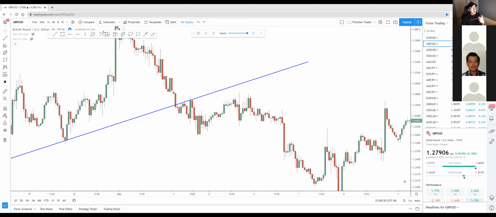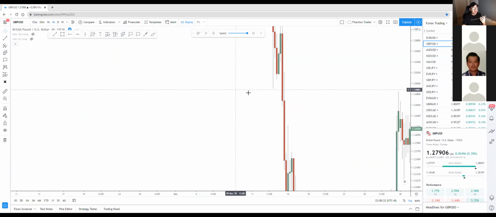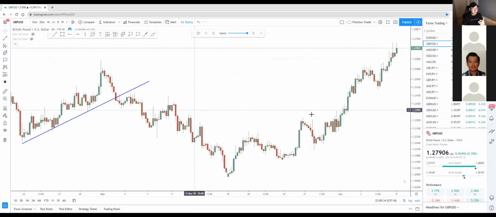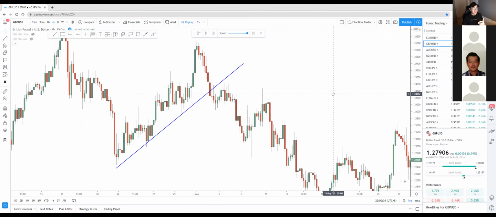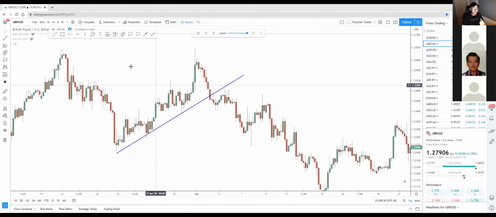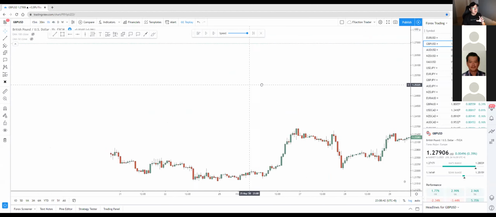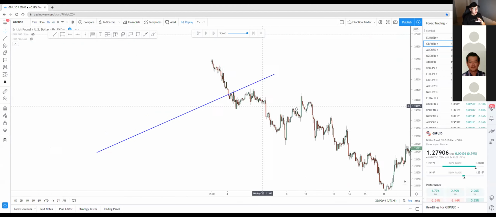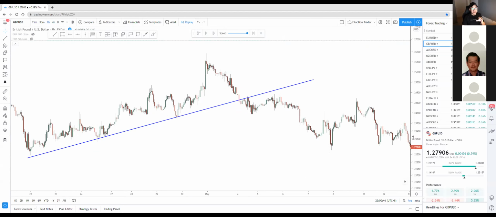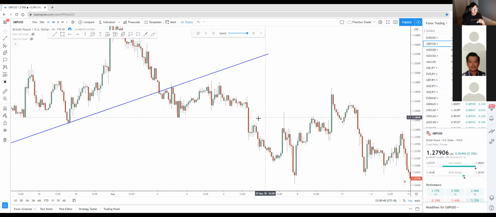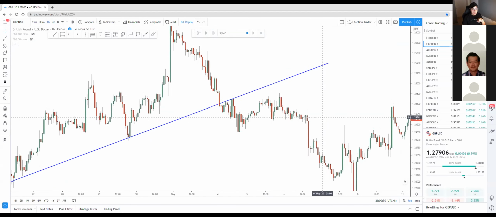So when we have the direction fixed on H4, on H1 we do not care about all the buy signals. We only focus on the sell signals that market is going to show us.